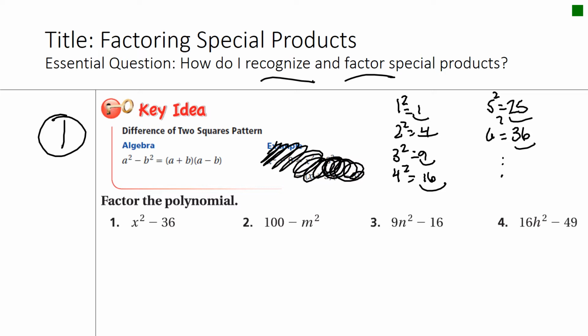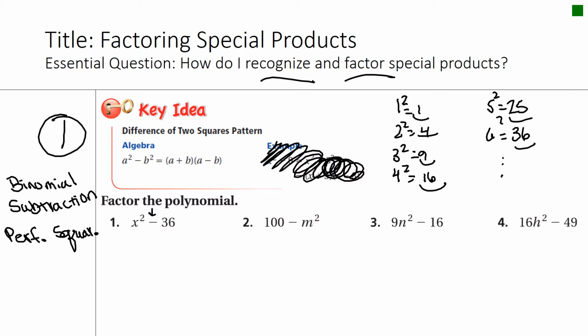The first pattern, difference of two squares, is when it's a binomial with subtraction, so it has to be a binomial, has to have subtraction. It also has to be made up of nothing but perfect squares. I'm going to abbreviate perfect squares because I'm running out of room.